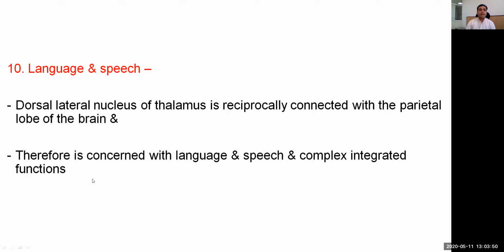Role of the thalamus in language and speech. The dorsal lateral nucleus of the thalamus is reciprocally connected with the parietal lobe of the brain, and therefore it is concerned with language and speech and complex integrated functions.